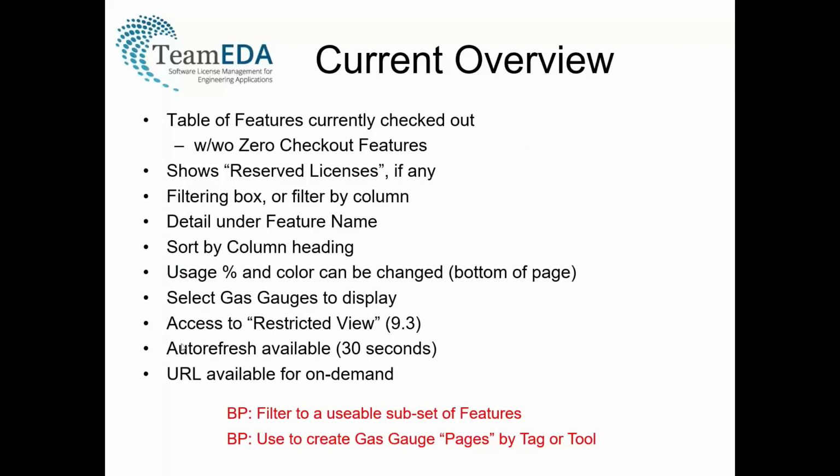Auto refresh is available on the overview table. If you want to just leave that open and have it updated every 30 seconds, you click on auto refresh and it'll update itself, showing you the most current checkout levels every 30 seconds, although it's not going to change unless you've had an LM stat conducted. Usually that's every 10 minutes, every 15 minutes, whatever you have that interval set at. Then it will update the view.